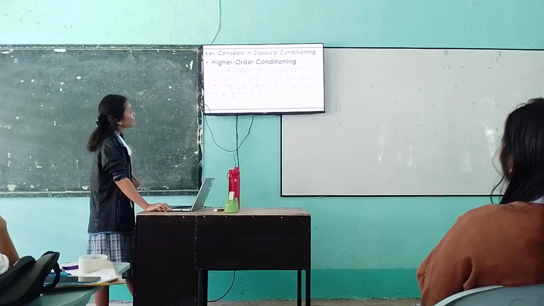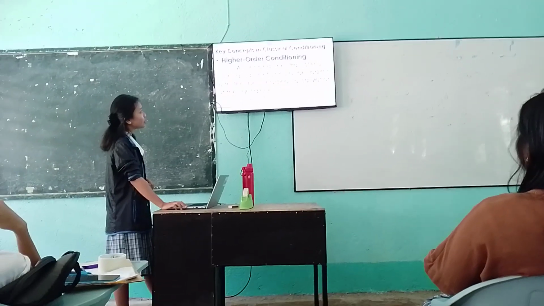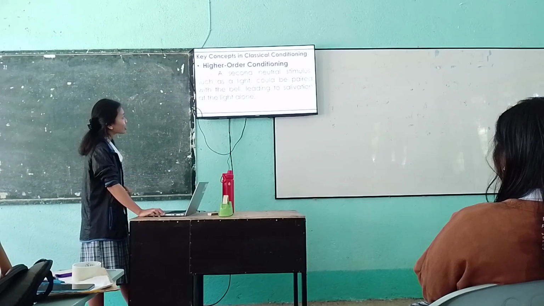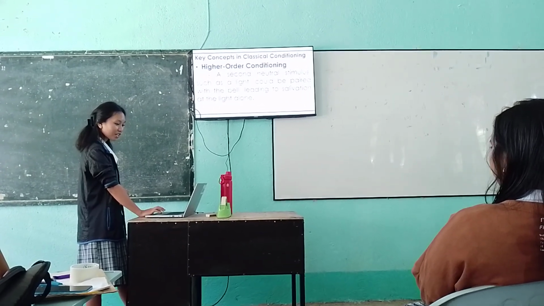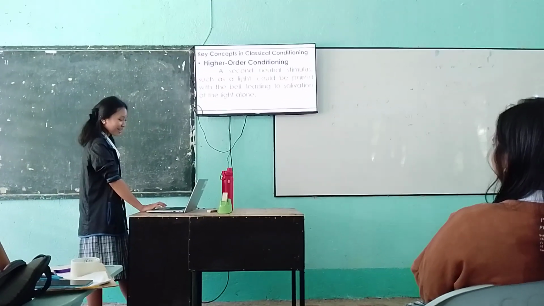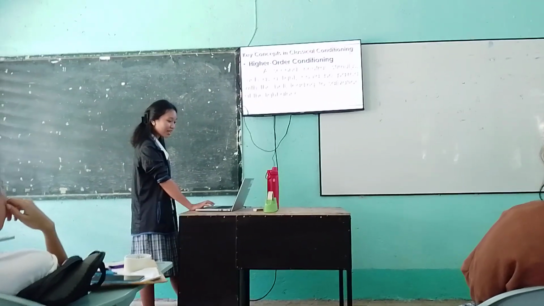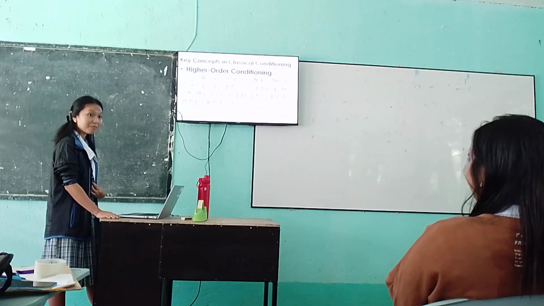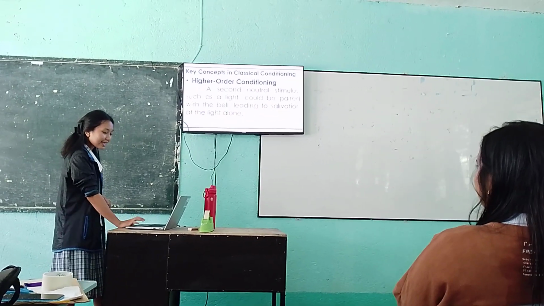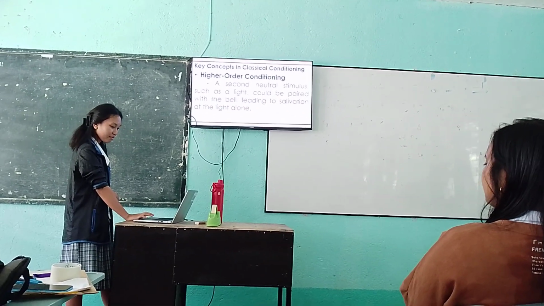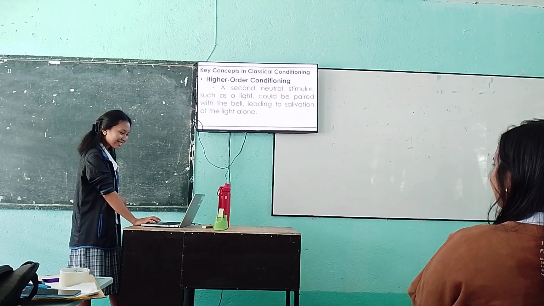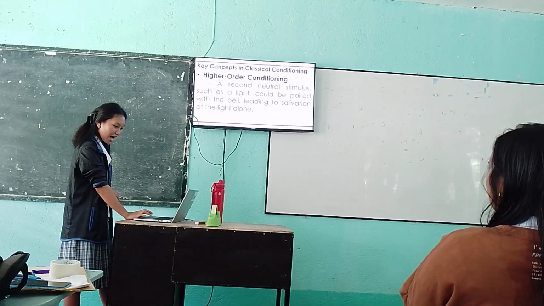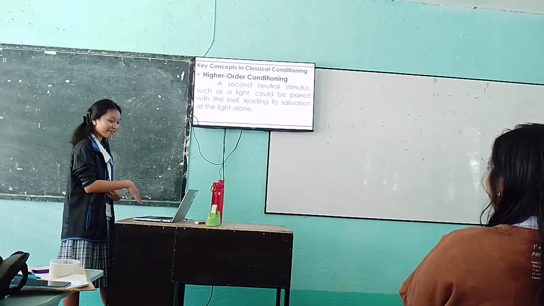And the last key concept is higher order conditioning. A second neutral stimulus, such as a light, could be paired with a bell, leading to salivation at the light alone. If you flash a light before ringing the bell, eventually the dog might start salivating at the light because the light predicts the bell, which predicts the food. It's like the dog learns a chain of signals. A signal like a bell becomes linked with a reward like food, causing a response like salivation.